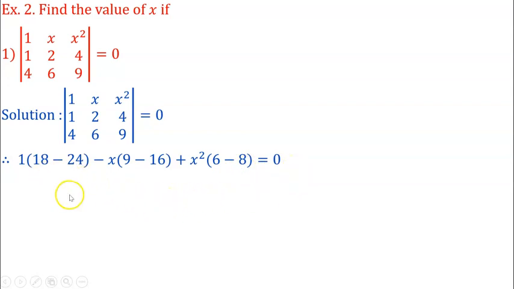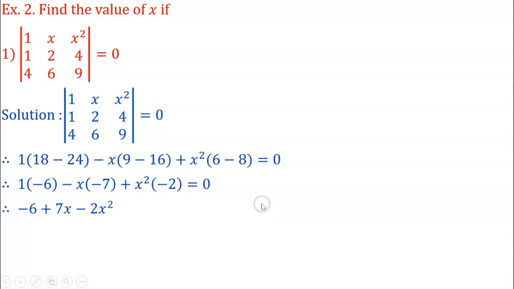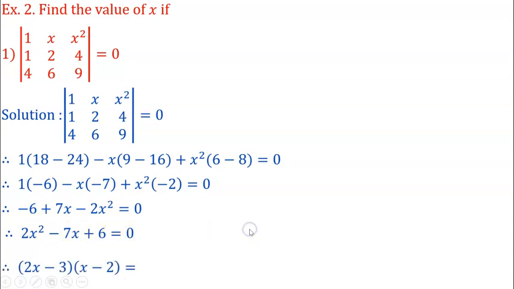equal to 0. Next simplification, that is 1 into 18 minus 24, you will get here minus 6, minus 6 into 9 minus 16, minus 7, plus x square, 6 minus 8, you will get here minus 2, and that's equal to 0. And overall here minus 6 plus 7x minus 2x square is equal to 0. And after simplification you will get here 2x square minus 7x plus 6. Okay, this is the quadratic equation. The factors are 2x minus 3 into x minus 2 is equal to 0.